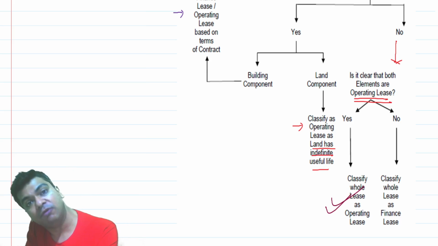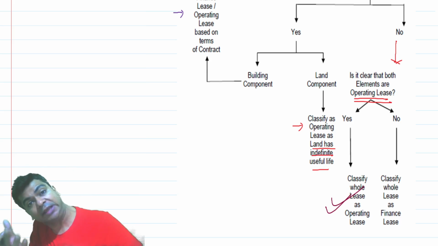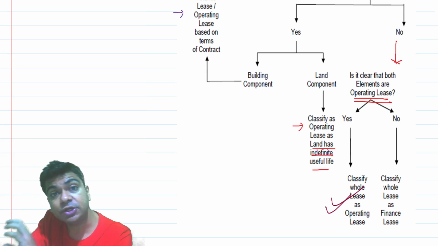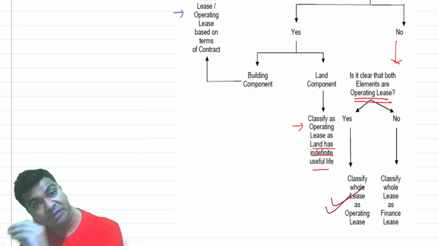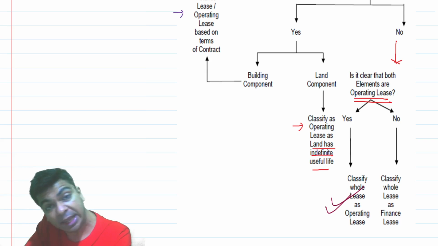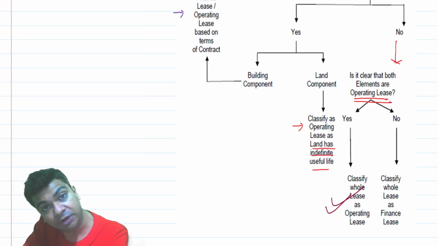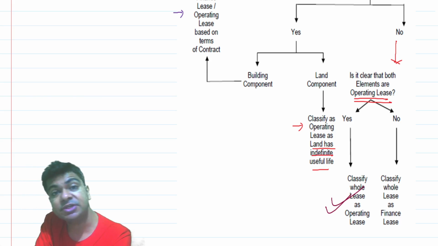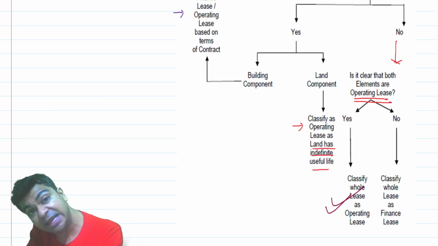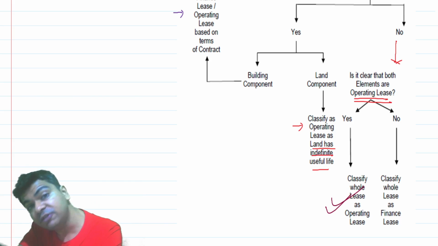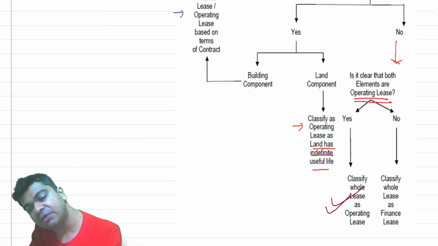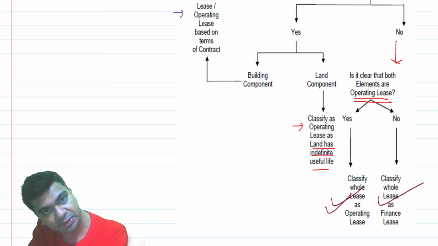But the arrangement of the lease is such that whatever are the expenses which have been incurred on the construction, that is, whatever is the total fair value of the land and building taken together, it will be recovered through the lease payments by the lessor. Then it seems it's not an operating lease. It seems that substantially all of the risks and rewards incident to ownership are getting transferred to the lessee. I will classify the whole lease as a finance lease.